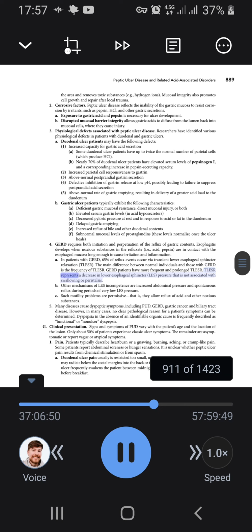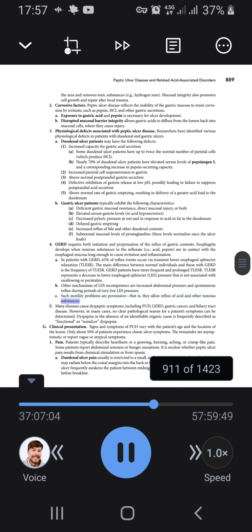A. Relaxation represents a decrease in lower esophageal sphincter pressure that is not associated with swallowing or peristalsis. B. Other mechanisms of LES incompetence are increased abdominal pressure and spontaneous reflux during periods of very low LES pressure. C. Such motility problems are permissive, that is, they allow reflux of acid and other noxious substances.